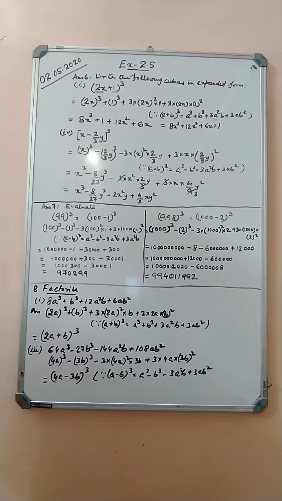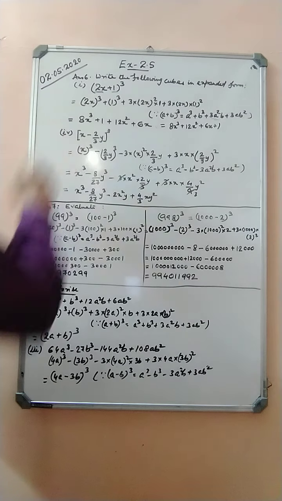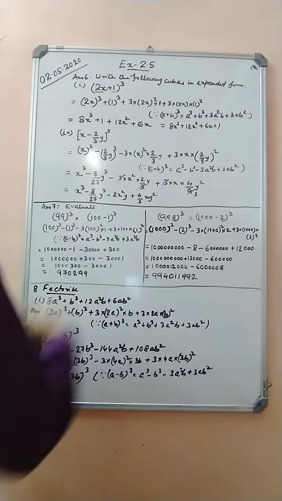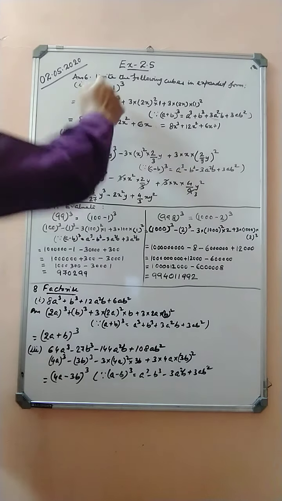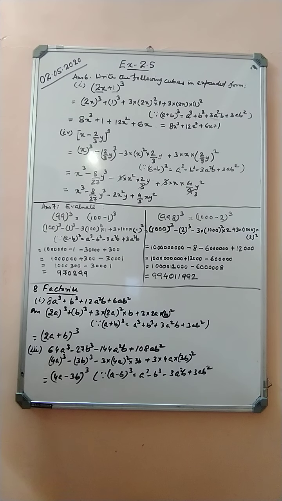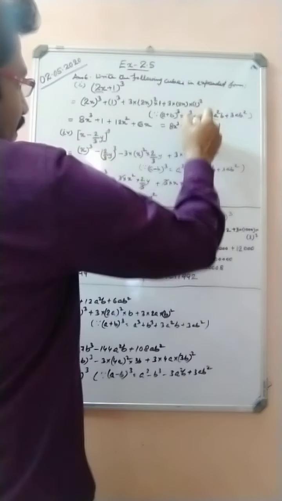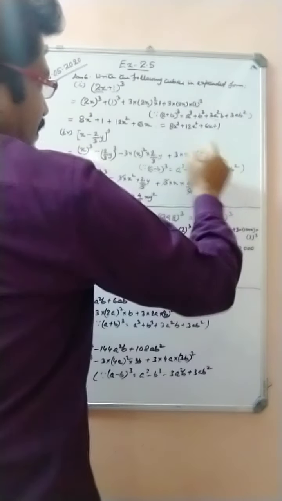Now let us come to part number 4: (x minus 2y by 3) whole cube. Here a is x and b is 2 by 3 y. Now the formula is the same, but here it was a plus, here it is a minus. So (a minus b) whole cube is a cube minus b cube minus 3a square b plus 3ab square. The only difference in these two formulas is that in place of plus it will be minus, and in this place it will be minus.